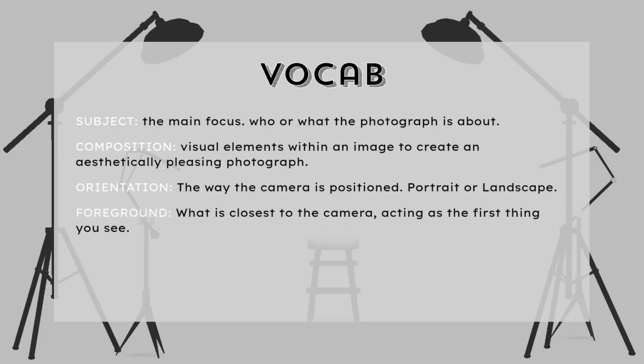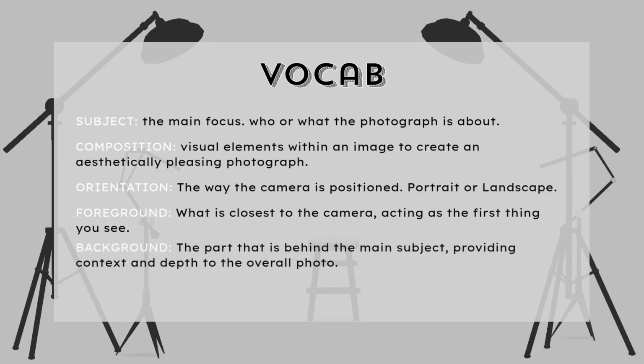The foreground is what is closest to the camera. So if you think about it in layers, the foreground is like the very first layer of the photograph. It's usually the first thing you see, and it's usually the subject, but not always. And I will touch on that a little bit later. Background is pretty self-explanatory. It's the part that is behind the main subject, providing context and depth and balance to the overall photo. So yeah, that is a couple of terms that I think would benefit people to know if they do not know already.